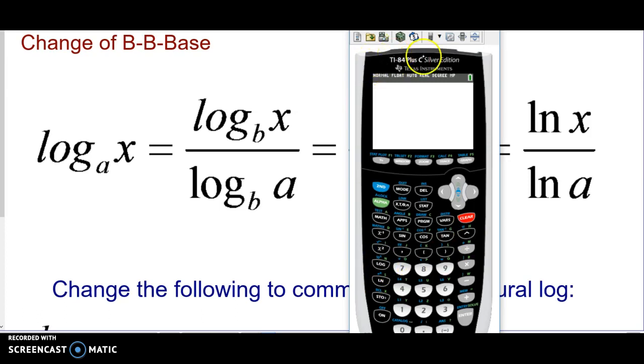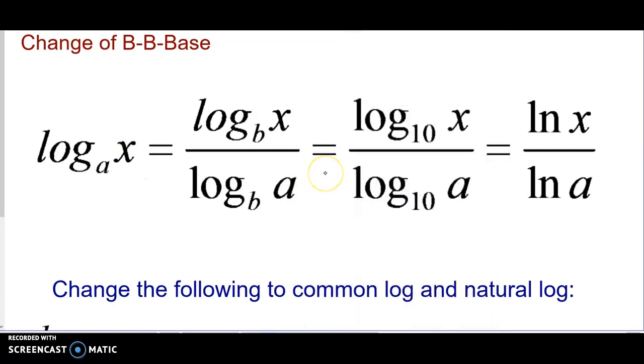Now, if you do have a newer version of a calculator, there is a way to get a base other than 10. Oops, it's log base right here. But it'll be useful to us to still know the change of base, okay? So even if you do have a newer calculator, it's still something good to know and to practice.